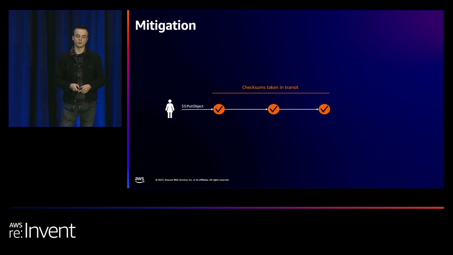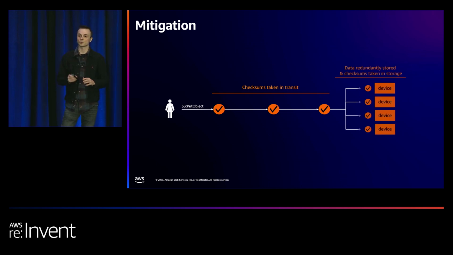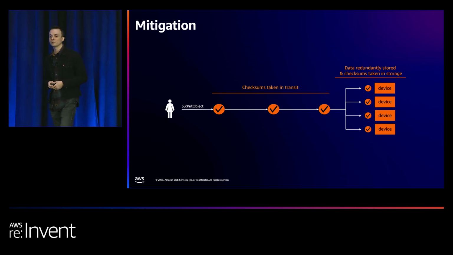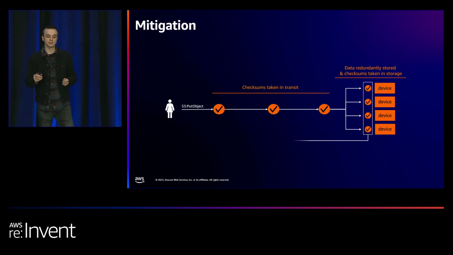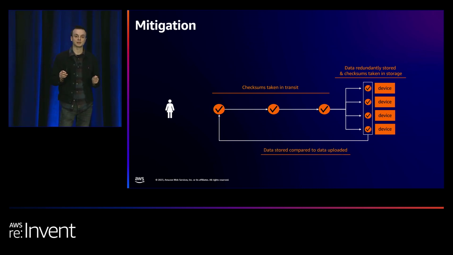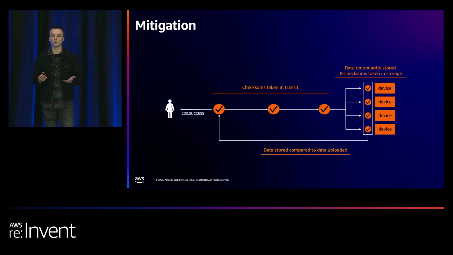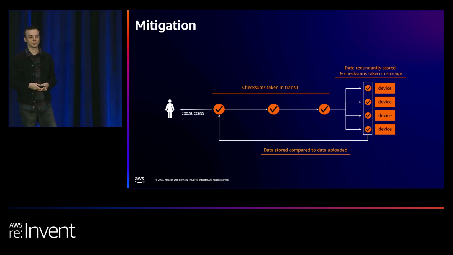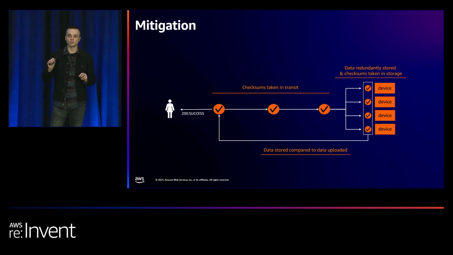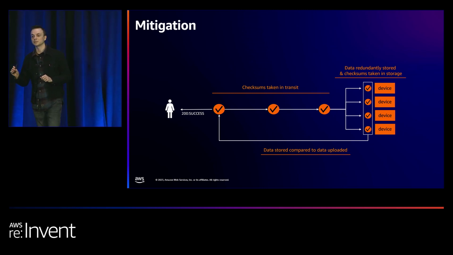We'll also compute additional checksums before we durably persist your data. Finally, we'll validate that the data that we stored is the exact same data that you uploaded. And only then will we give you back a 200 OK response, at which point you know that your data has been durably stored. Right? So there's no caching. Once you get that 200 OK, that means that your data is durable and safe.